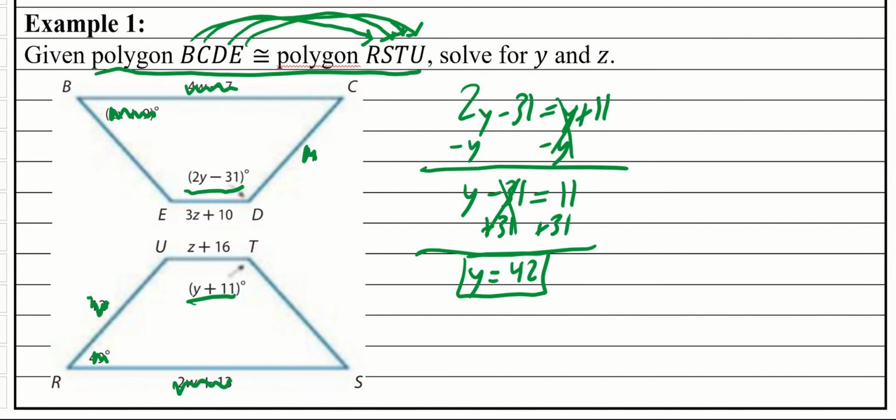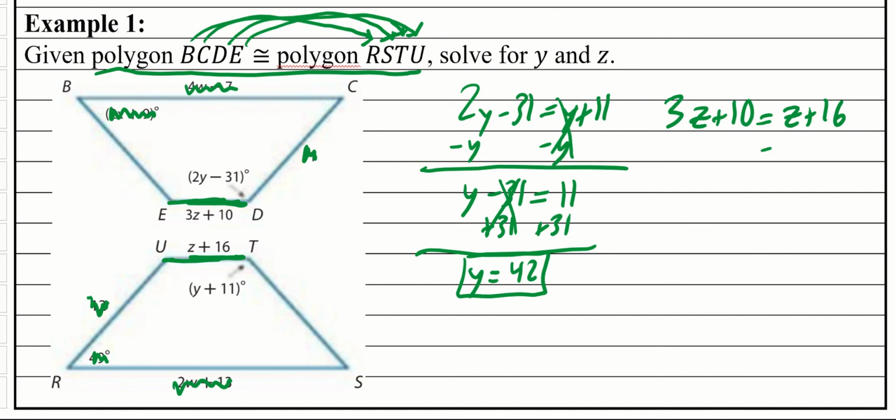And then if I want to solve for z, I see the same kind of idea here. So notice I have one side, ED here, that's 3z plus 10, and I see UT here is z plus 16. And again, if I'm looking at the congruent statement, ED is going to line up with UT. So these two are corresponding, and again, since the shapes are congruent, that means all the individual pieces are congruent as well. So I can just set these equal to each other, 3z plus 10 equals z plus 16.